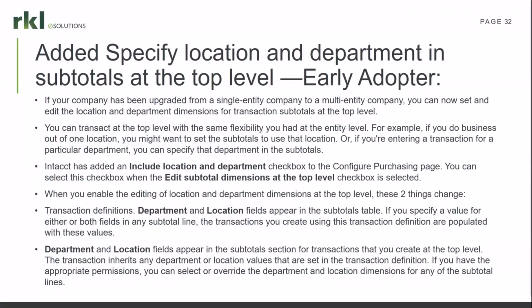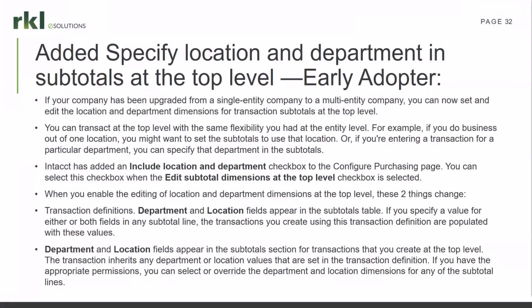Purchasing changes. Added: specify location and department in subtotals at the top level. This is an early adopter phase, okay? If your company has been upgraded from single entity to multi-entity, you can now set and edit the location and department dimensions for transaction subtotals at the top level. You can transact at the top level with the same flexibility you had at the entity. For example, if you do business out of one location, you might want to set the subtotals to use that location. Or if you're entering a transaction for a particular department, you can specify the department in the subtotals.